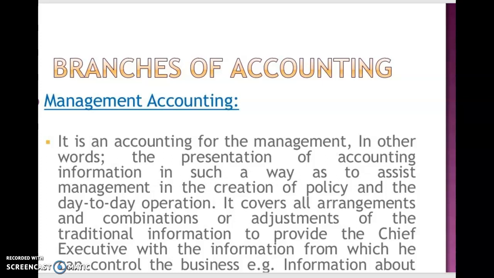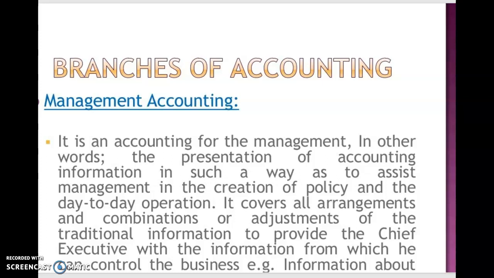Apart from this, there are other branches of accounting known as tax accounting, which helps in calculation of taxes and other duties. Social responsibility accounting, which calculates the value of the contribution made by the business towards the society in terms of welfare and other upliftment activity. Apart from these, there are also other different forms of accounting.